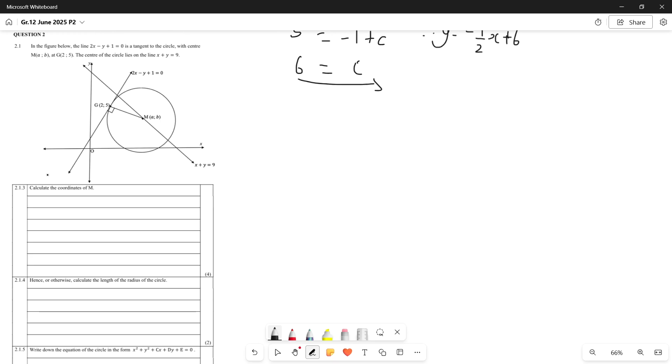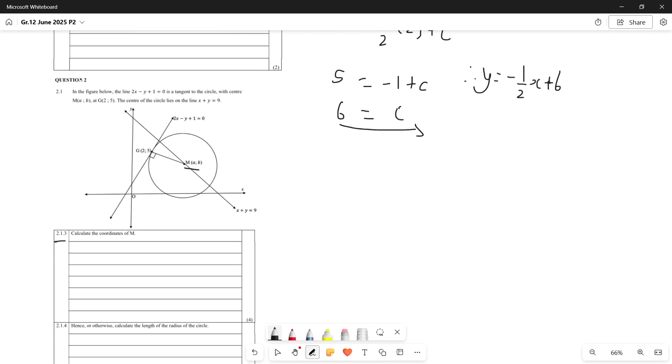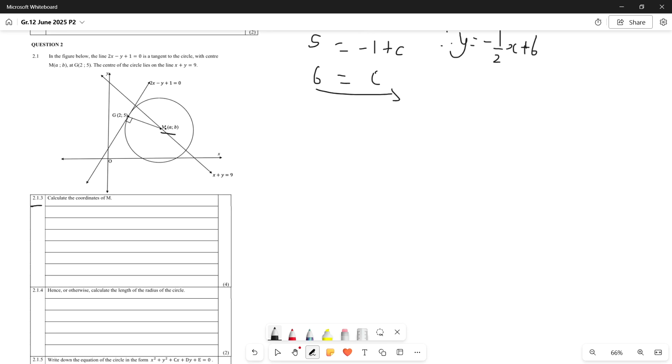Then question 2.1.3: calculate the coordinates of M. M is a point on the equation of GM. A reminder that we determined the equation of GM for an important reason. These are all follow-on questions. GM and this line, y = -x + 9, intersect at the one point M, which means we can make them equal each other.